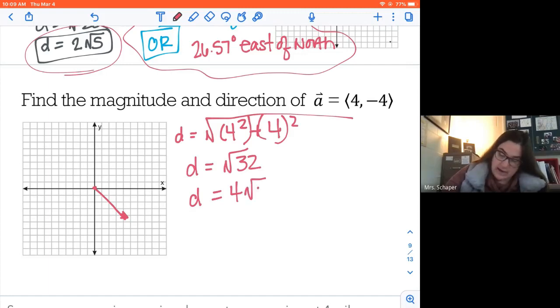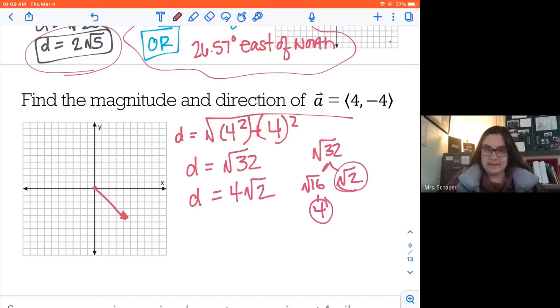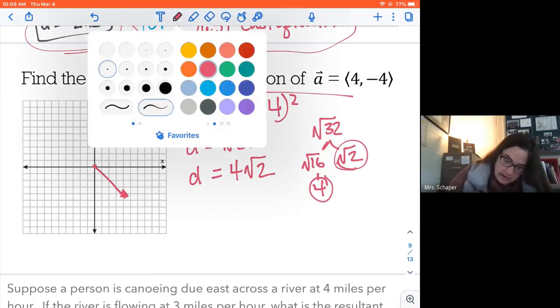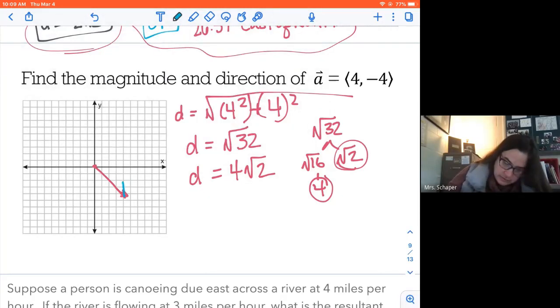How did I get that? The square root of 32 can be broken up into the square root of 16 and the square root of 2. The square root of 16 is 4. Square root of 2 is square root of 2. That's how I got it. So there's my direction. Now to figure out my degrees, all right, I want to create my triangle and figure out right here. All right, 4 and 4.